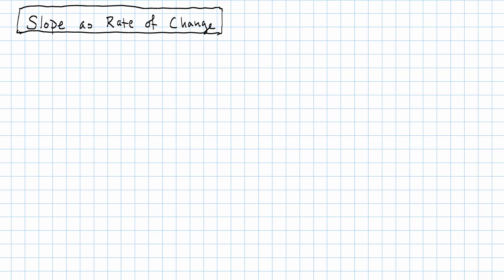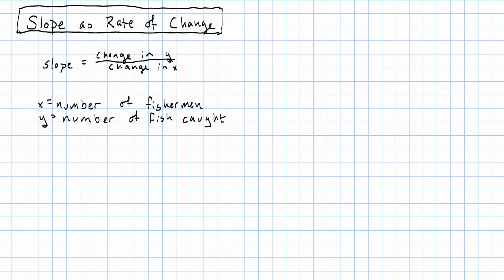Before we talk about how we construct and use linear models in application problems, we need to think about how we understand the slope. And remember how we defined slope. We defined the slope to be change in y over change in x. How do we understand this in a real-world context? Say we had something like this.